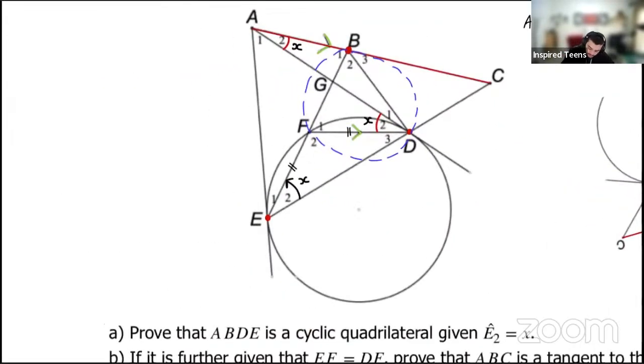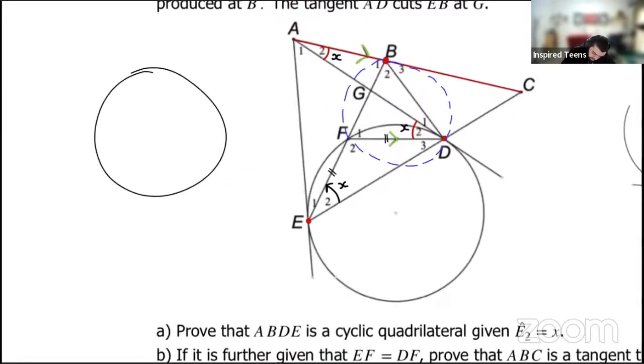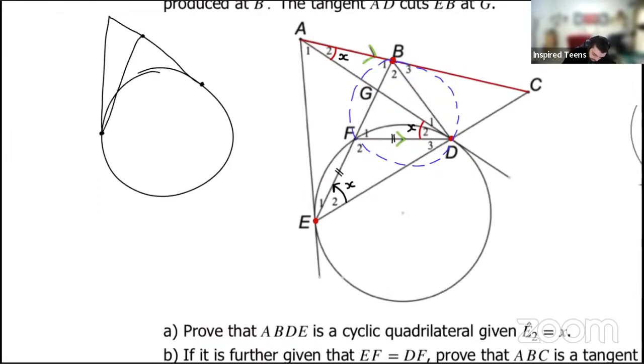Let me show you how quickly I can redraw this freehand. Okay, what are the important parts? Yeah, here's my circle. I have a tangent at E. I have a tangent at D. Let me join them up quickly. Okay, cool. Then I have B somewhere here. You should probably use a ruler to make it easier. I created this triangle, right?